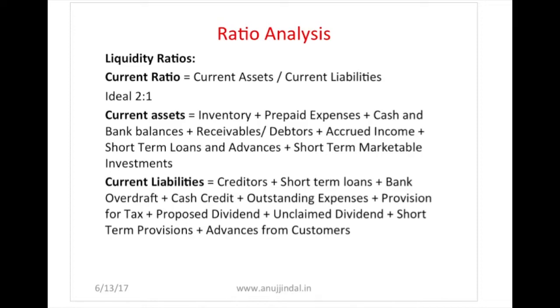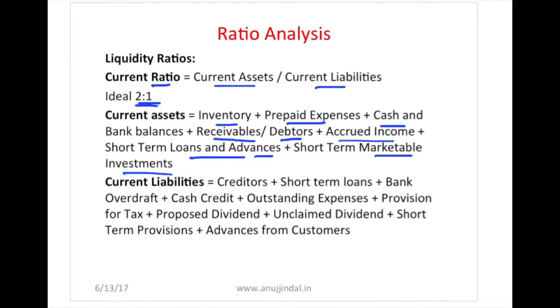The first one is the current ratio. Current ratio is current assets upon current liabilities. Let's understand what is involved in current assets and current liabilities. The ideal current ratio is 2 is to 1. Current assets include inventory or stock, prepaid expenses, cash and bank balances, receivables or debtors, accrued income, short term loans and advances, and short term marketable investments.